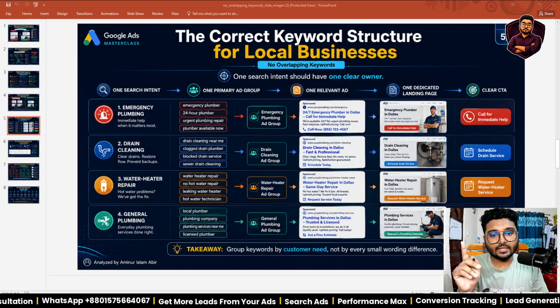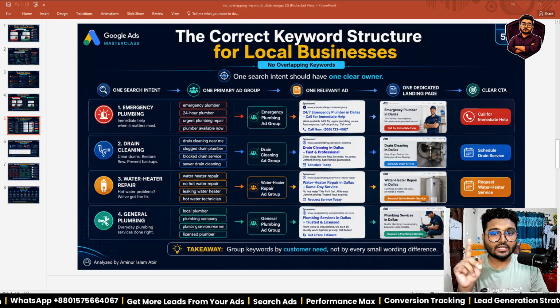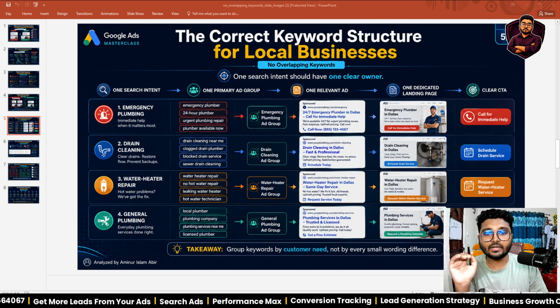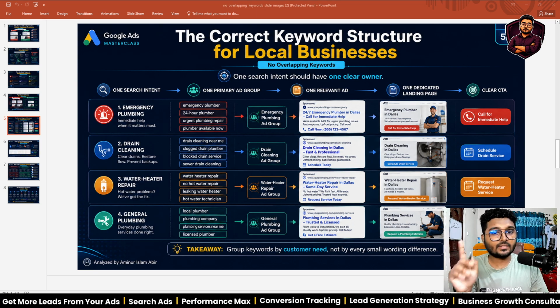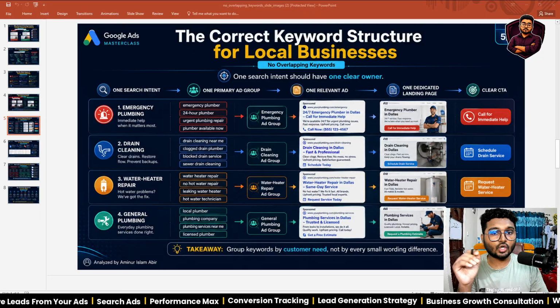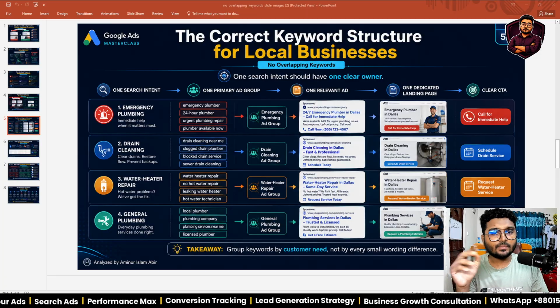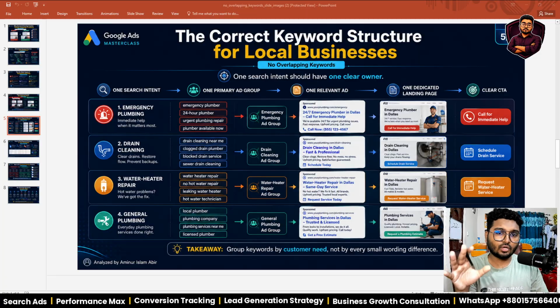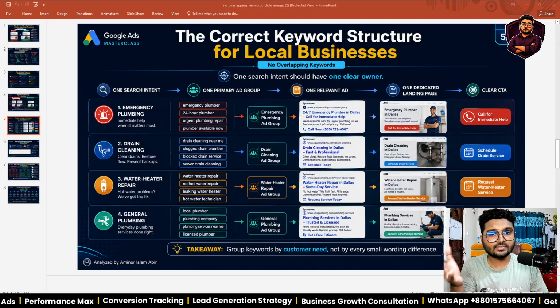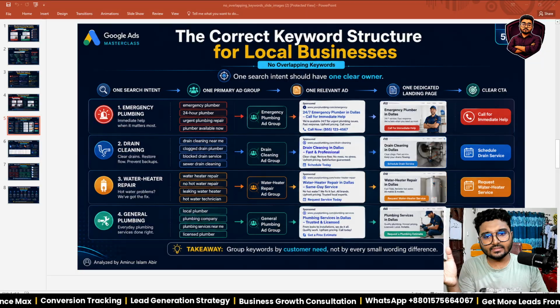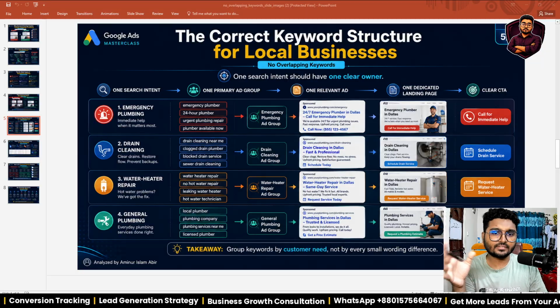Let's use a plumbing account as an example. Ad group 1, emergency plumbing. Keywords may include emergency plumber, 24-hour plumber, urgent plumbing repair, and plumber available now. The landing page is emergency plumber in Dallas. The main CTA is call for immediate help. Ad group 2, drain cleaning. Keywords may include drain cleaning near me, clogged drain plumber, blocked drain service, and sewer drain cleaning. The landing page is drain cleaning in Dallas. The call to action is schedule drain service.